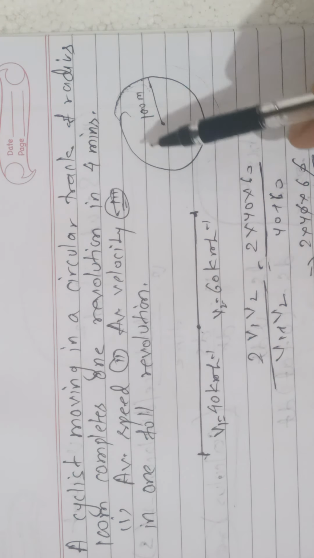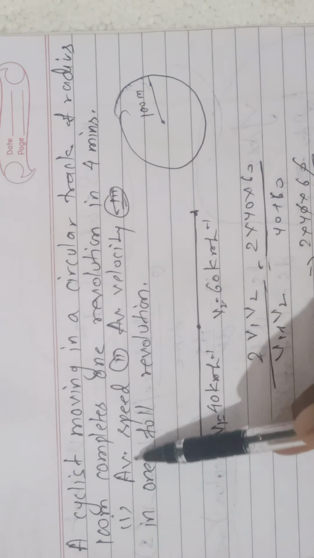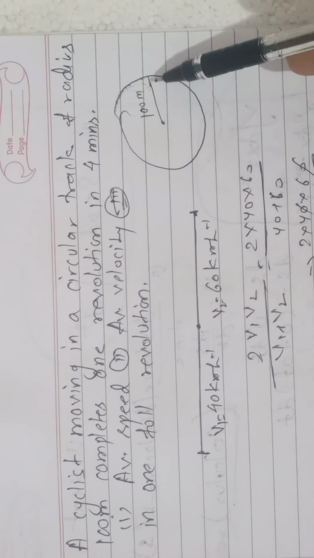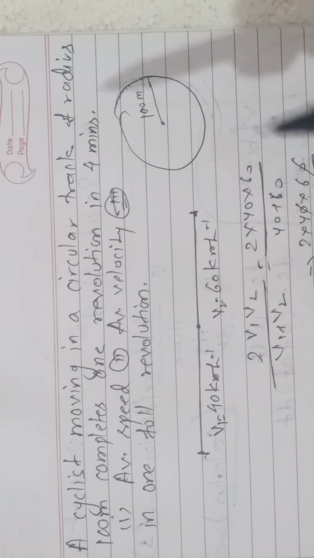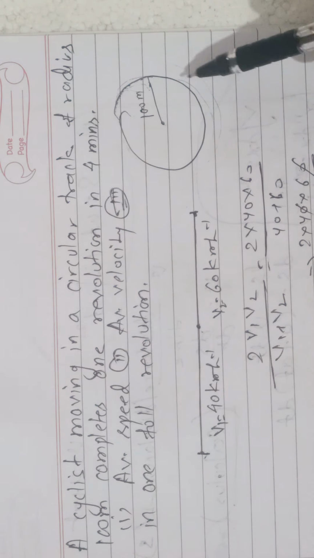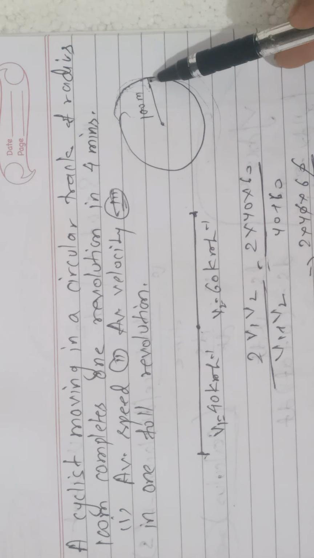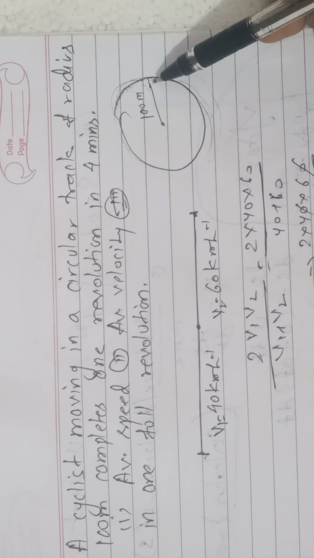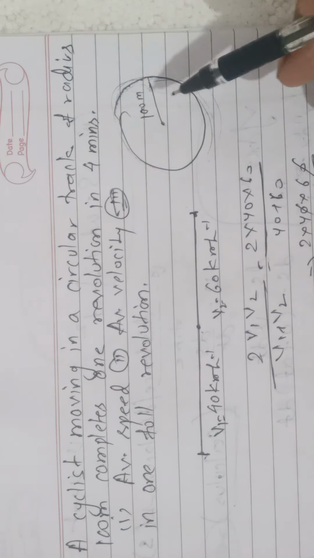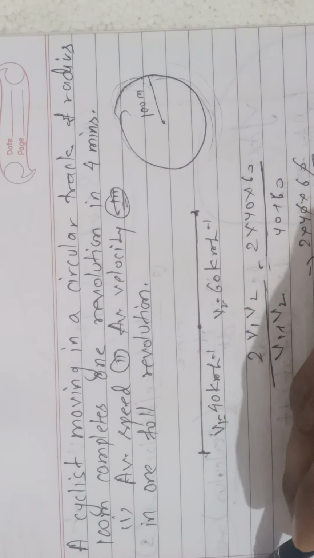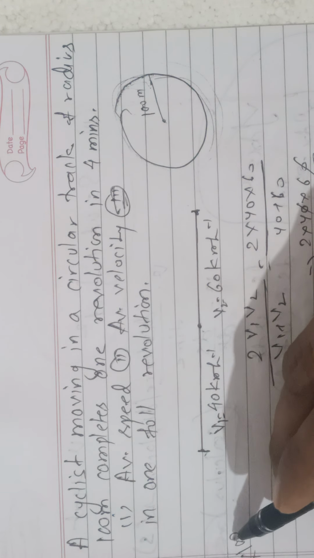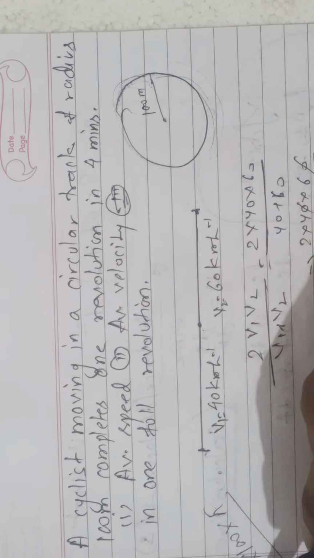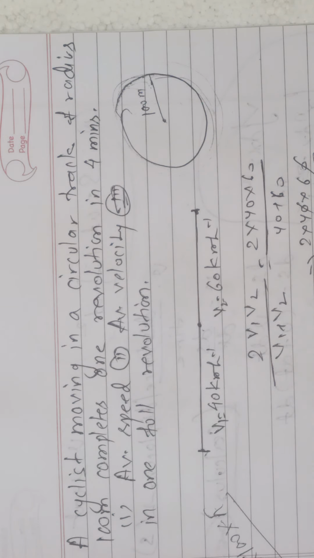If you want to find the average speed, we need to see what the total distance is if it is covering a full circle. So in order to find the distance, we need to find the perimeter actually. If you try to find the perimeter, it will be 2 into 100 into pi. So it will be 2 pi r, which is the perimeter.